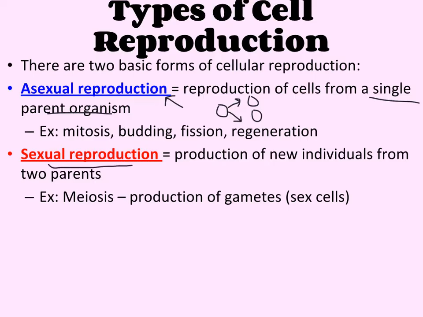We reproduce through sexual reproduction. Through a process that we'll learn later called meiosis, we make gametes or sex cells. And like I said, in the males, that is called sperm. And in the females, that is called the egg or the ovum. And when those two come together during fertilization, you can reproduce and have a baby.